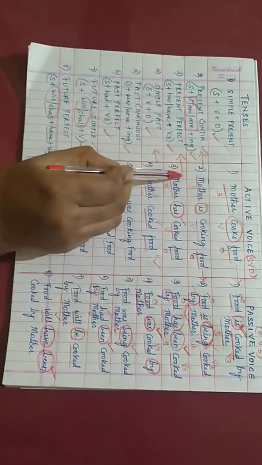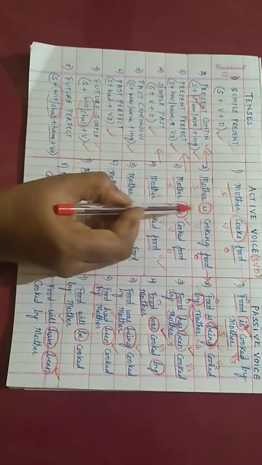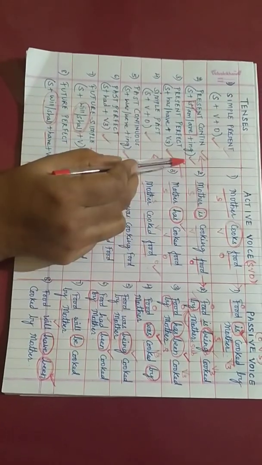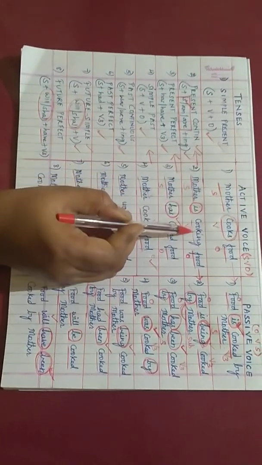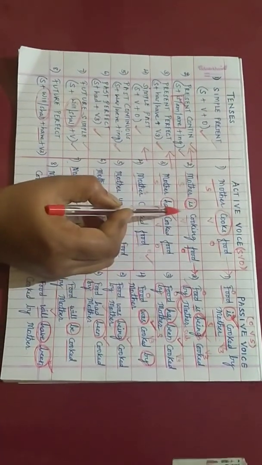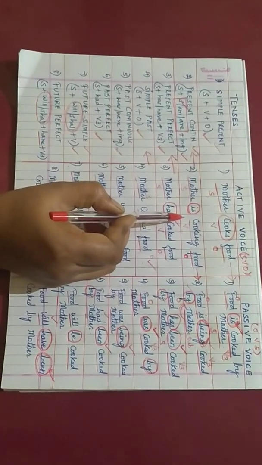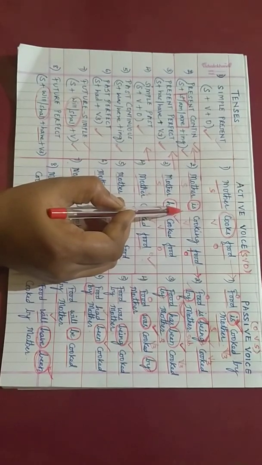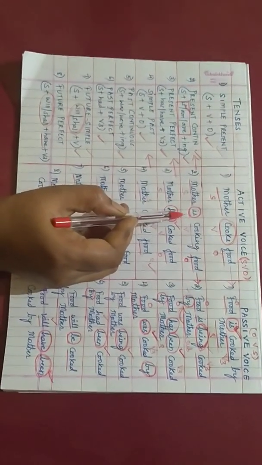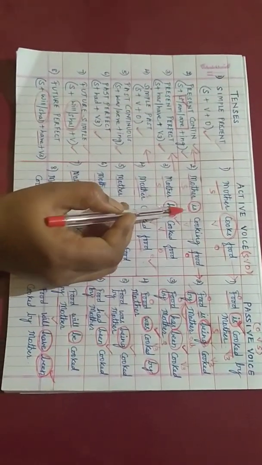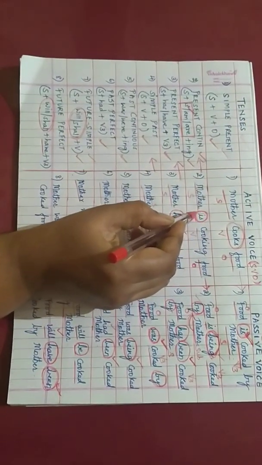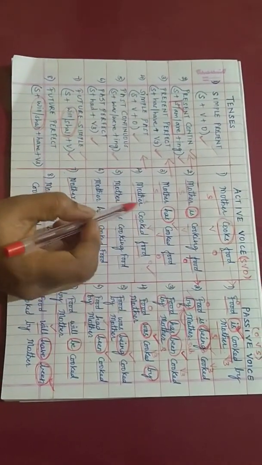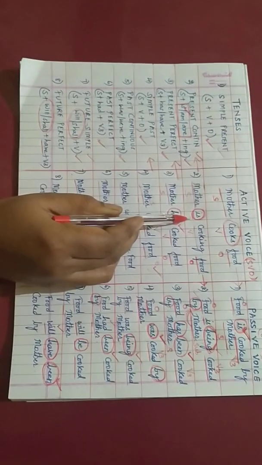Now moving towards the second tense. The same example I will continue with the second tense. Mother is cooking food. Now if you get this question in your question paper, first you need to analyze which type of tense this sentence comes under. Here you can see is there in this sentence. Is means this comes under present continuous tense.